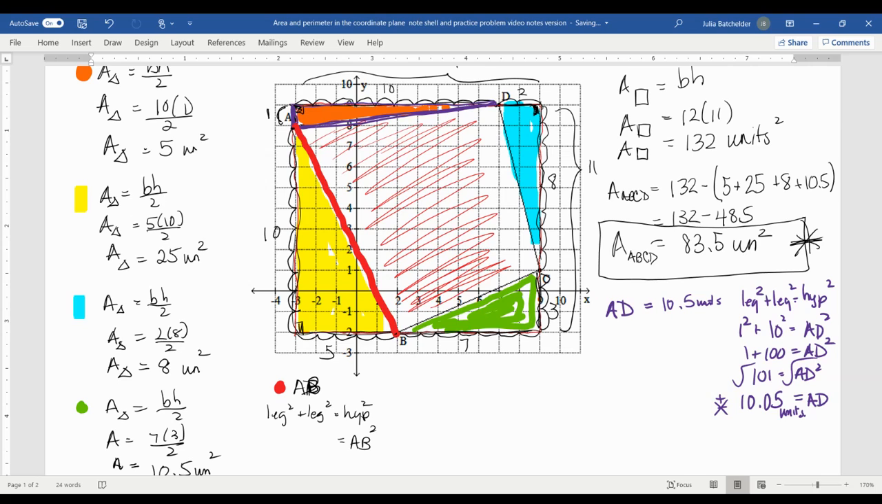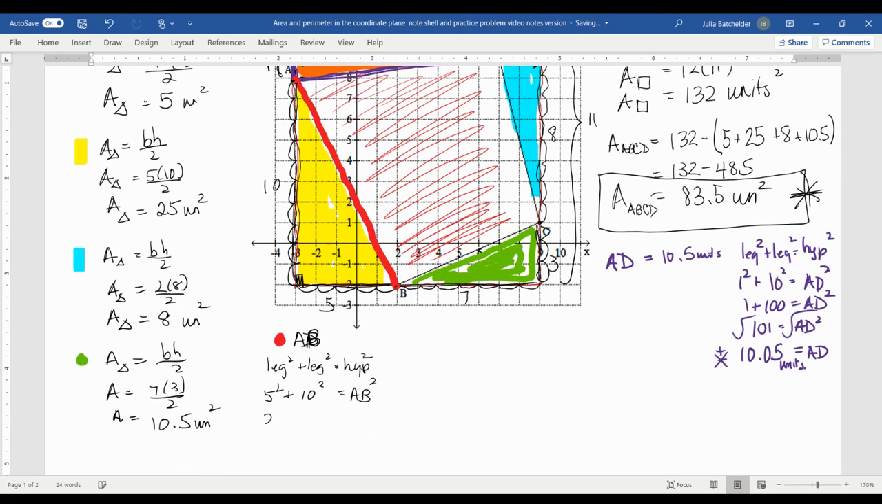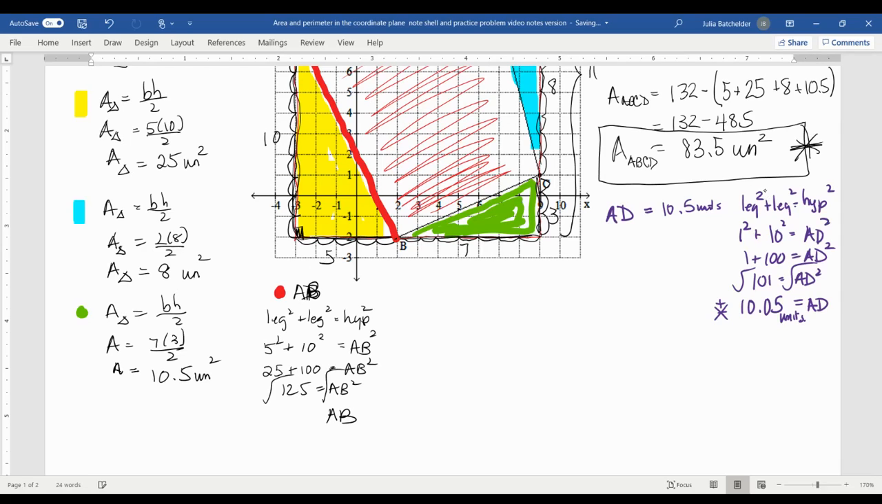And our two legs, here's our right angle, are going to be 5 and 10. So 5 squared plus 10 squared is AB squared. We're going to get 25 plus 100 is AB squared. 125 is AB squared. And we're going to take the square root of both sides. We're going to get AB. The square root of 125 is 11.18. We would have had a positive or a negative, but lengths can't be negative. So there's my units.